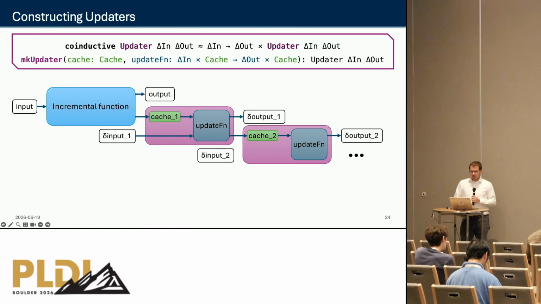How do the updaters work on the inside? To construct them, you provide an initial cache value and an update function from an input change and a cache to an output change and an updated cache. And when you apply an updater to an input change, it forwards that change together with the cache to the update function and constructs a new updater from the new cache and the same update function.